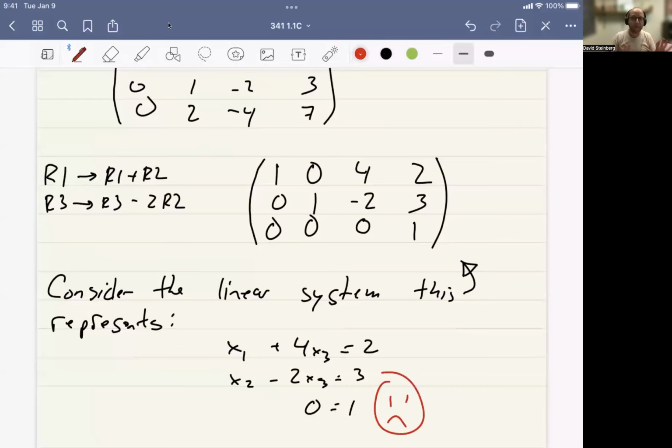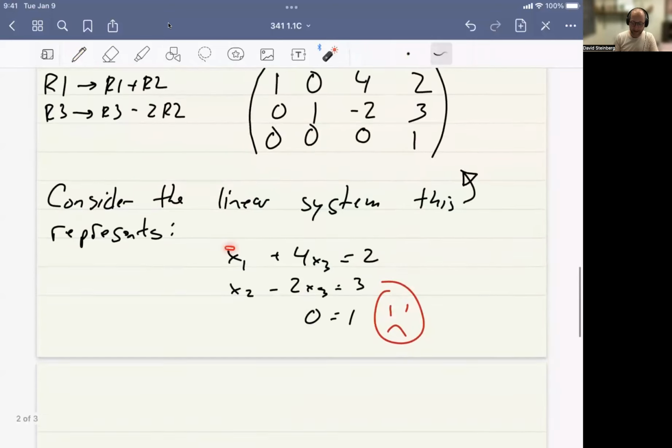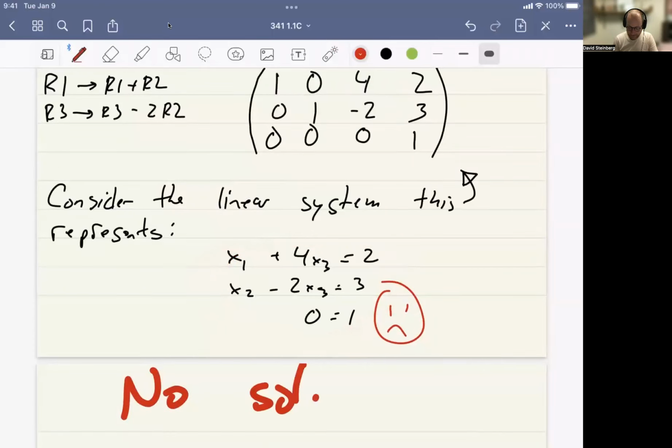This means our system has no solutions. There's no value of x1 and x2 that you can choose to make this thing acceptable. Never acceptable. Always a bad time. So whatever we've done, we've arrived at a linear system that has no solution. So let me put that in red and bold: no solution. And we got there by operations that don't change the solution set to our linear system.